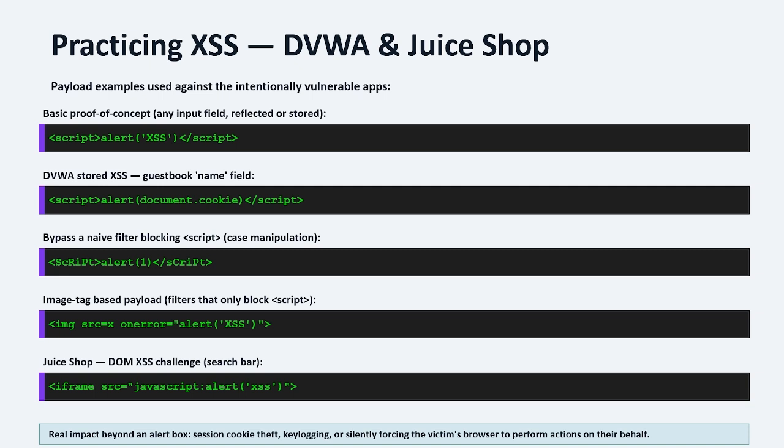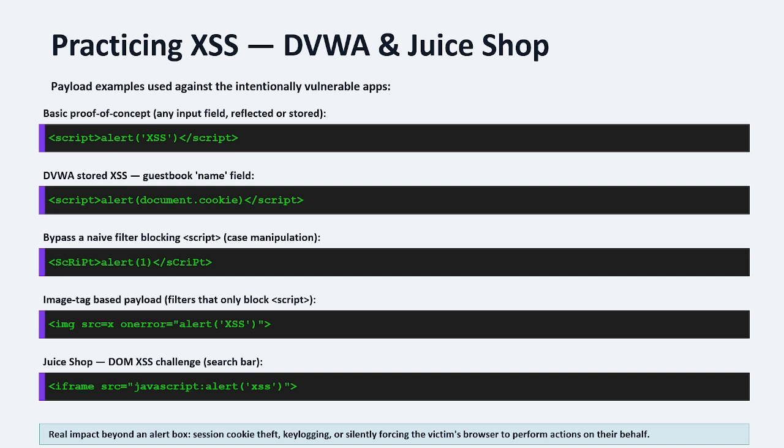but you can have the basic proof of concept. Any input field, you can just say script alert XSS script, and so if that's like a comment that gets posted, and then if somebody visits that, then it will pop up and say XSS. There's the cookie that you can have it displayed. You can bypass a naive filter by just changing the capitalization of script. You can do an image tag based payload, which may get past any filters that are blocking the scripts.